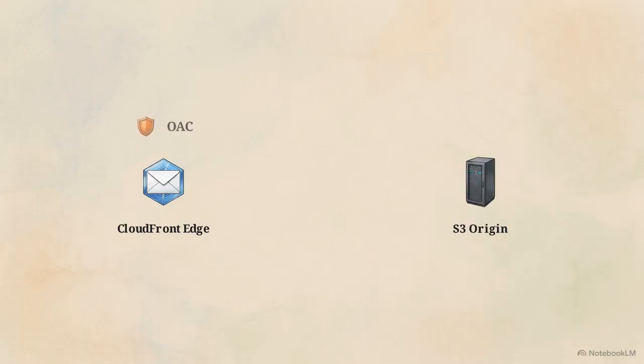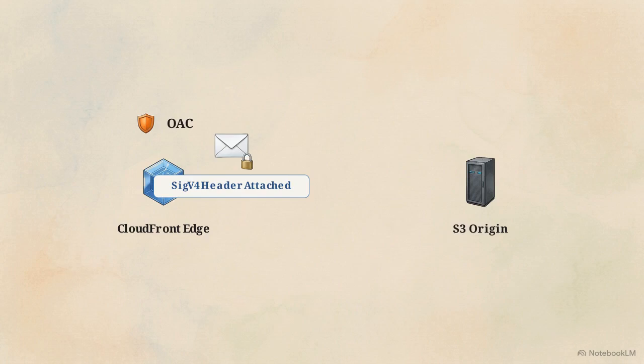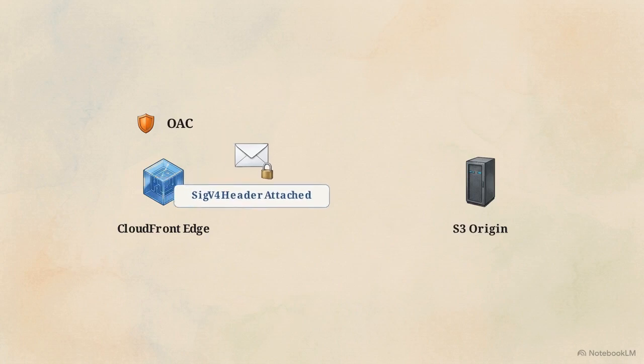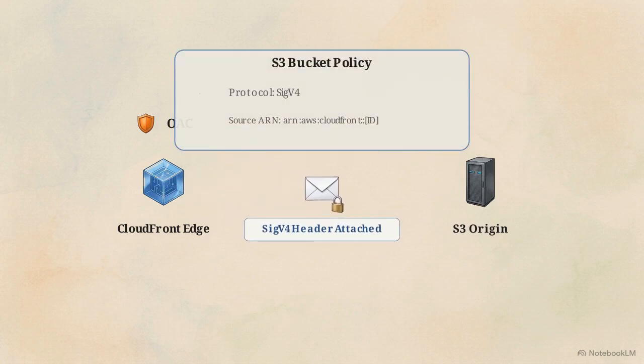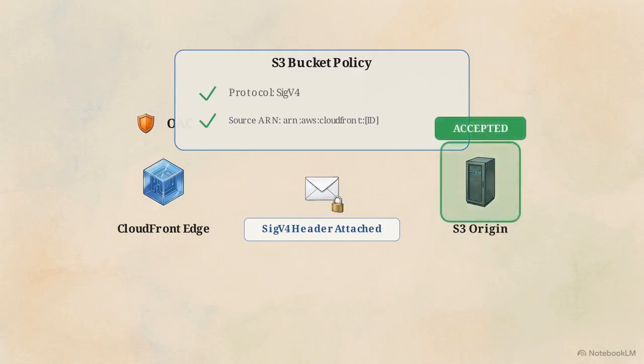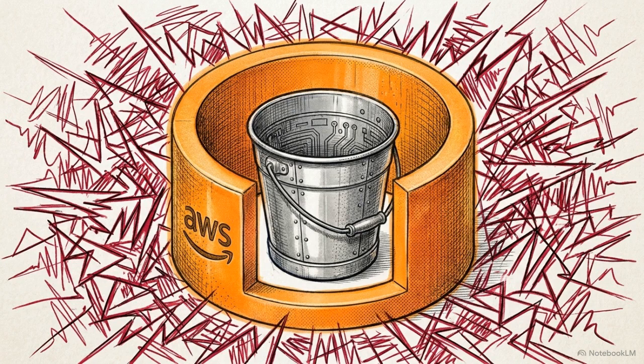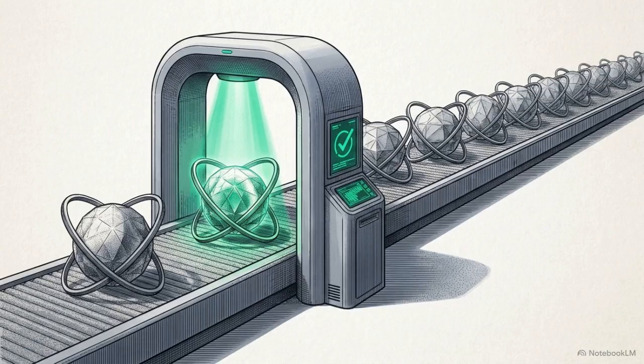CloudFront dynamically generates a signature version 4 header, attaching it before forwarding. Your S3 bucket policy is then configured to reject requests lacking that signature, verifying the AWS source ARN matches your exact CloudFront distribution. By demanding cryptographic proof on every fetch, OAC effectively air-gaps the origin from the public internet. All traffic is now forced to prove its legitimacy at the edge.